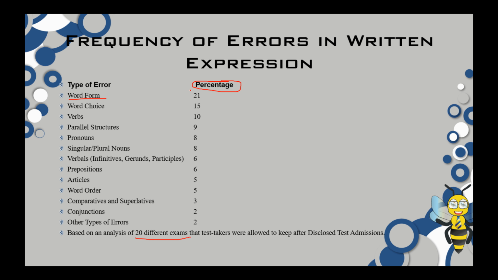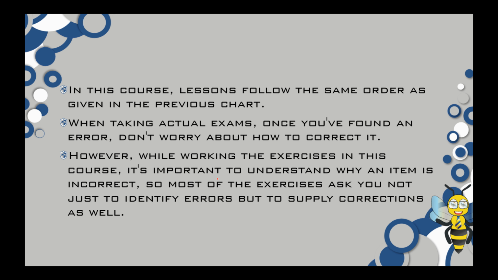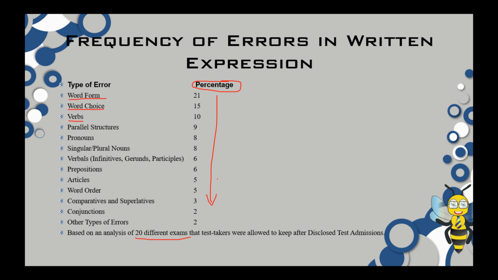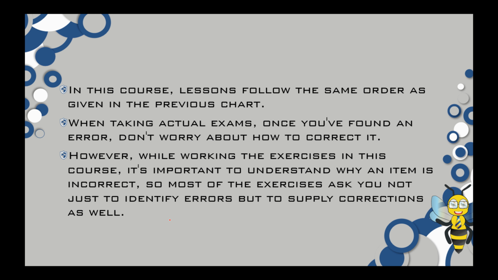So there are more possibilities to find these three types of mistakes, and as you can see, they go in this order. So always try to focus first on word form, then word choice, verbs, and then check the rest of the list. In this course, the lessons we're going to follow are going to be in the same order as in the previous chart. I'm going to teach you all these types of errors that you might find in the same order. Obviously we're going to start with word form errors.